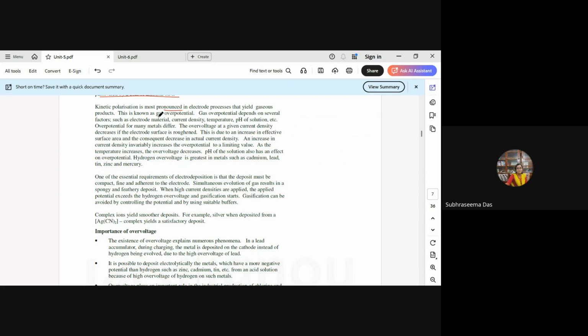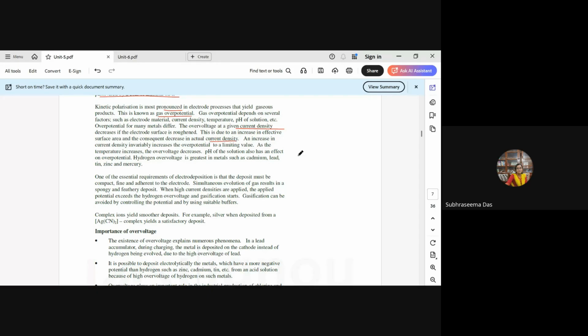Now this is known as gas over potential. Gas over potential is a very common term in kinetic polarization. So over potential depends on several factors such as electrode material, current density, temperature, pH, etc. The over potential for many metals differs accordingly. Voltage at a given current density decreases if the electrode surface is roughened. This is due to an increase in effective surface area and the consequent decrease in actual current density.